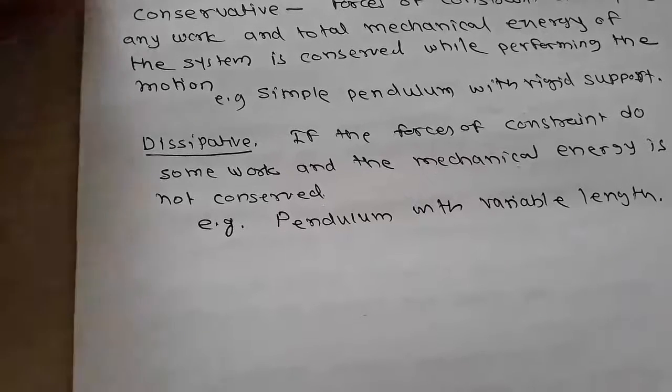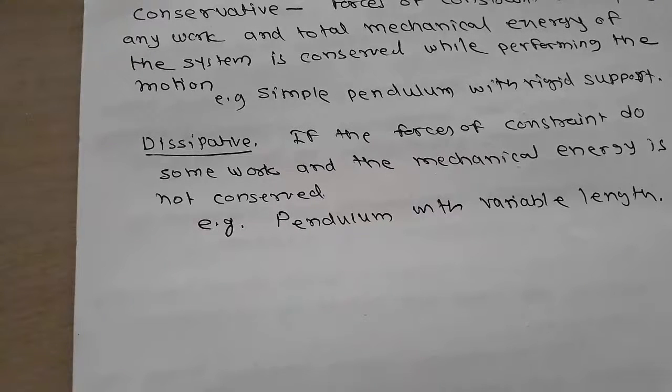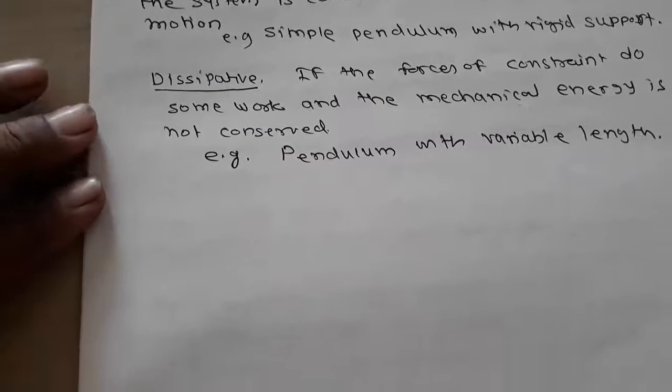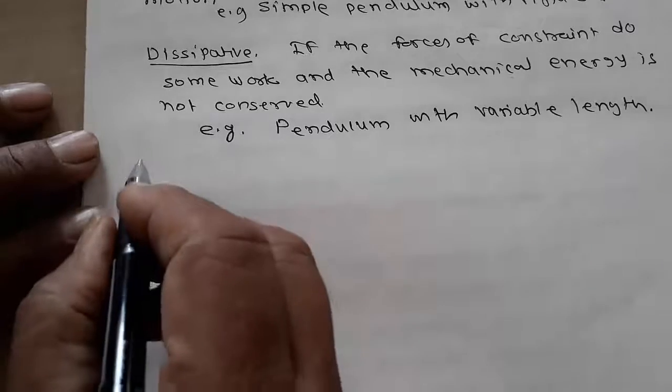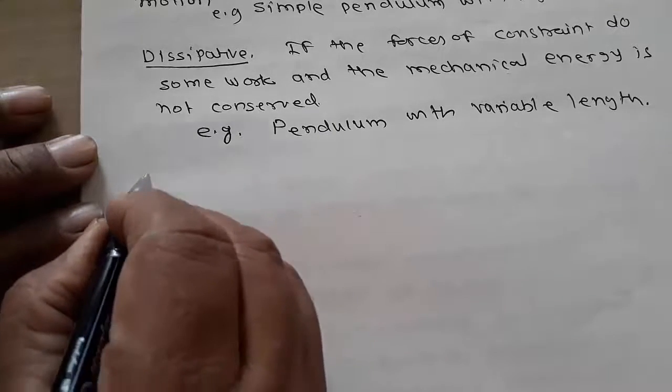Thus, we can classify constraints in many ways: conservative or dissipative, bilateral or unilateral, holonomic or non-holonomic, and holonomic constraints are further classified as scleronomic or rheonomic. This is the classification of constraints of a motion. Now let us discuss a question with a suitable example.